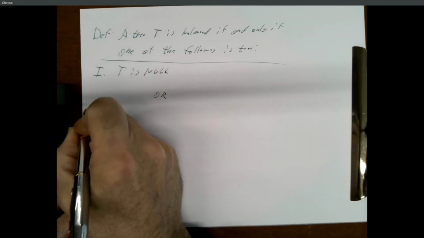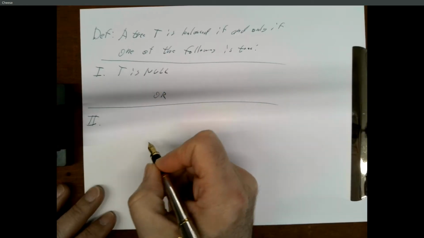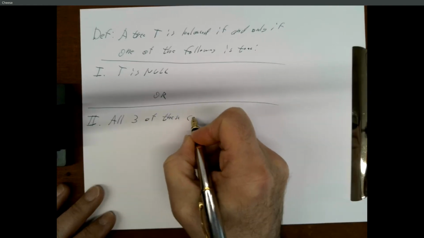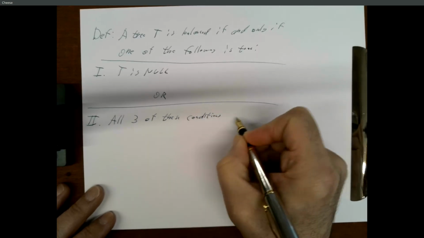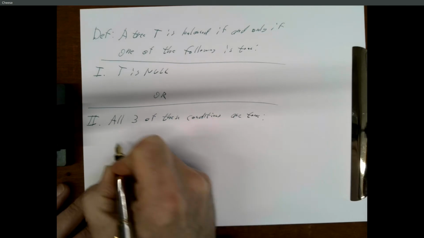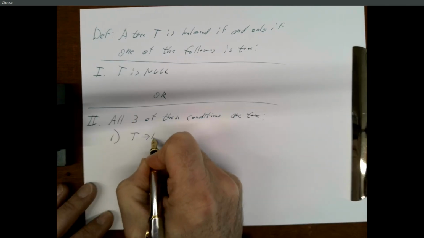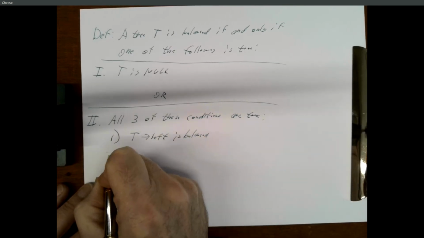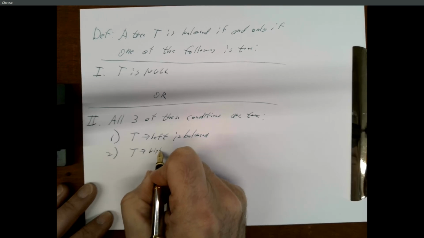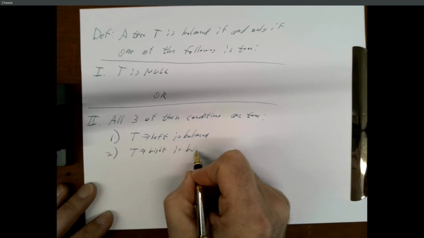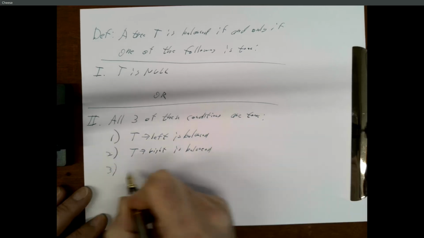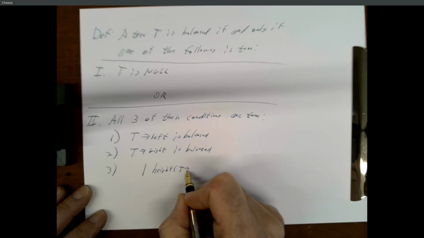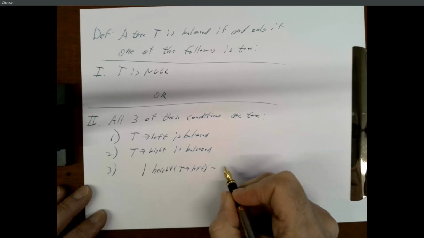Or case 2, all 3 of these conditions are true. 1. The left subtree of T is balanced. 2. The right subtree of T is balanced. And 3. The absolute value of the difference of the heights of those subtrees is no greater than 1.